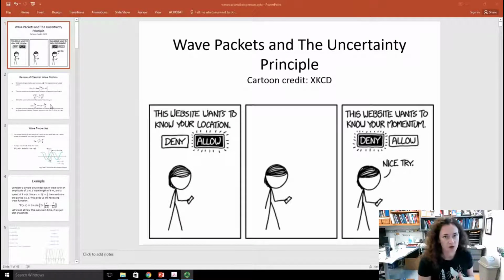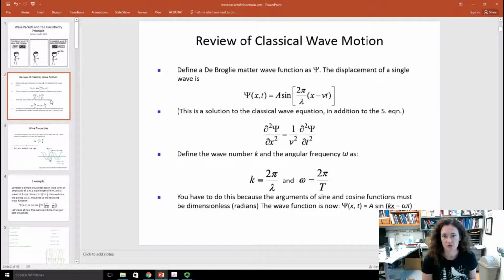Now, before we get into talking about quantum waves and wave packets and all that great stuff, it's probably a good idea if we review a little bit the terminology and the math of classical waves. So let's go over some classical wave motion.